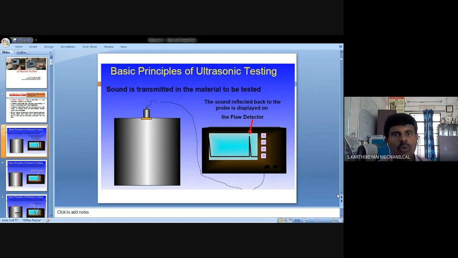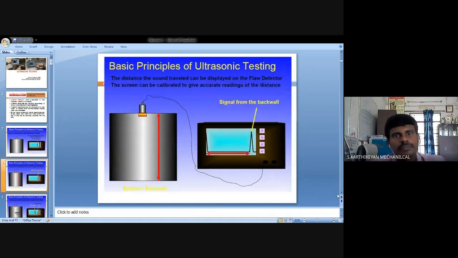If no defect is found inside the material, there are no flaws inside the material, which means there is no sound wave propagation curve along the display. We only get the front wall and the back wall echo signals. The basic principle behind that is that the distance the sound traveled can be displayed on the flaw detector. The screen can be calibrated to give an accurate reading of the distance. Signals from the back echo.